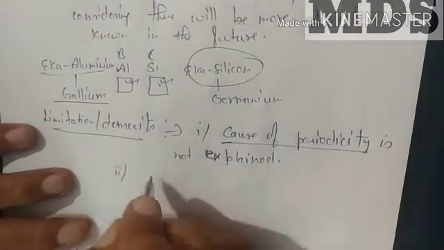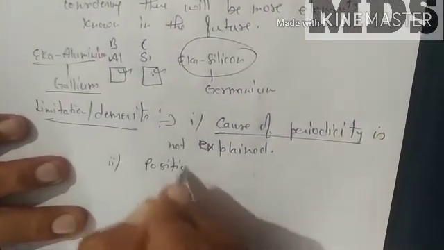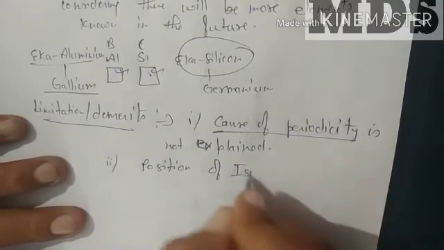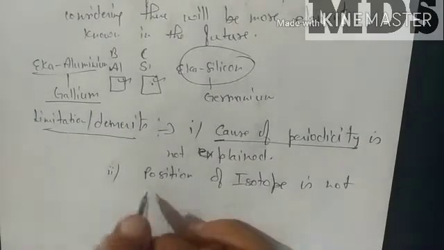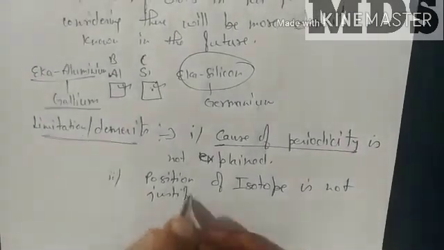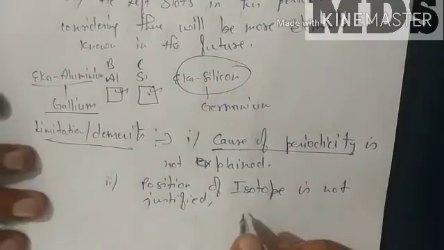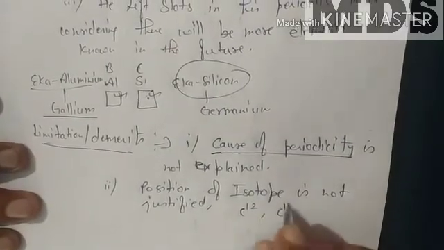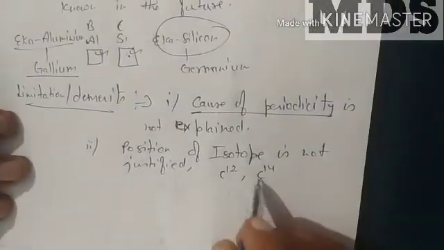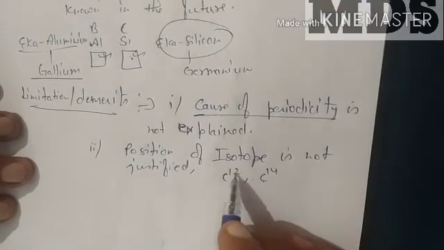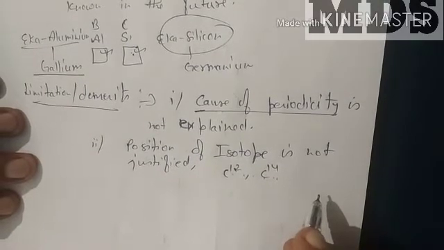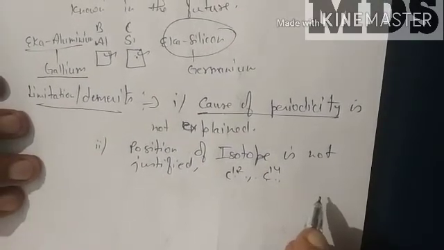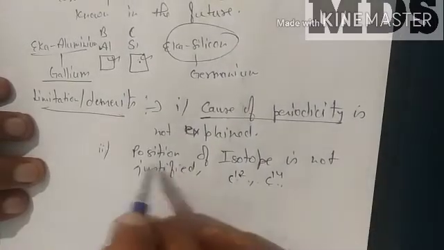Second limitation: the position of isotopes is not justified. You know that isotopes are atoms of the same element. But if his classification is according to mass, they should have different slots or places. But that is not true in the classification he did. So that's why the position of isotopes is not justified there.